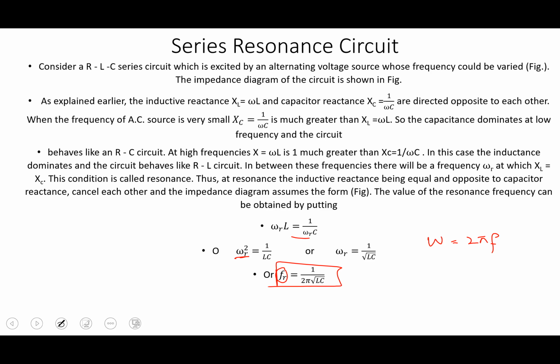In a simpler way, we can say omega L equals 1 over omega C. Taking omega to the other side, omega squared equals 1 over LC. Taking the square root, omega equals 1 over root LC. Omega is equal to 2 pi F, so F will be equal to 1 over 2 pi root LC.